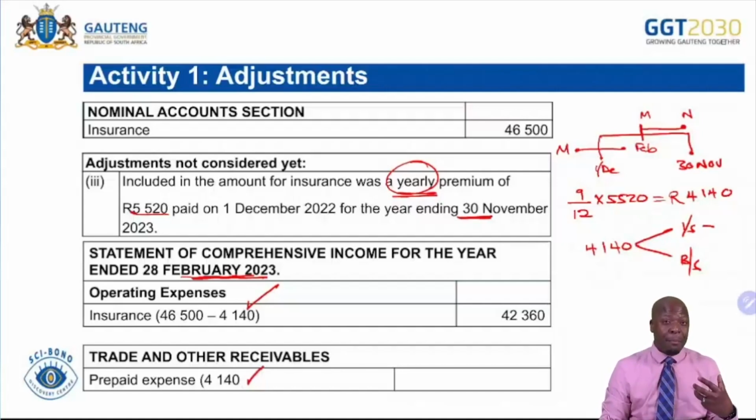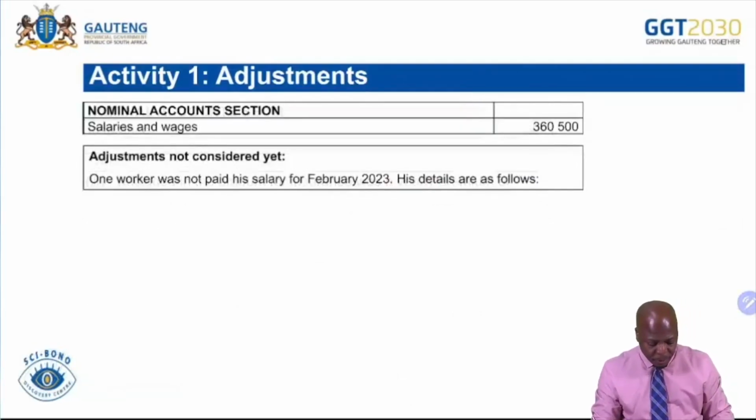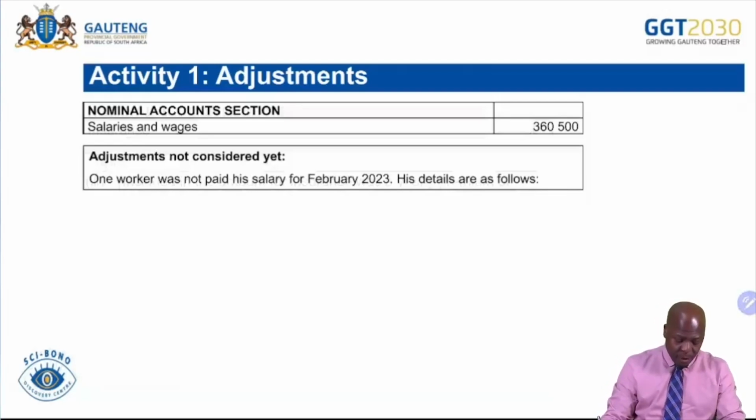You have to be able to do the adjustments that affect both the income statement and the balance sheet. This is what we have just done now. Okay, are you ready for the next adjustment? Let's look at the next adjustment, and it reads, salaries and wages. It says, adjustments not considered yet.